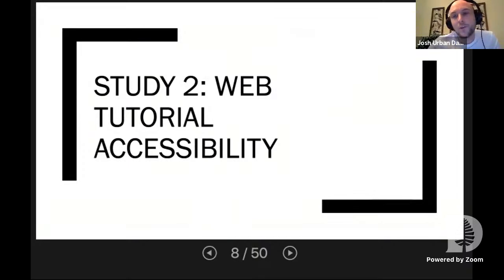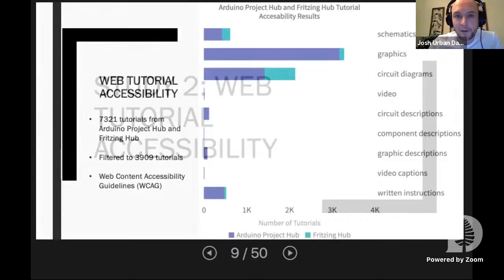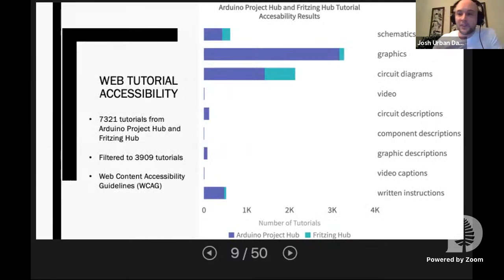So since web tutorials were very commonly used at all different levels of the engineering education process to teach novice users how to design and implement circuits, it seemed evident to us that we needed to better understand web tutorial accessibility. The focus of this initial study was to understand the magnitude of accessibility limitations within online open source tutorial platforms, as well as insights into common web accessibility pitfalls. For the purpose of this study, we collected a ton of tutorials, pretty much all that we could find, 7,321 online tutorials from 2 popular online open source tutorial platforms, Arduino Project Hub and Fritzing Hub.